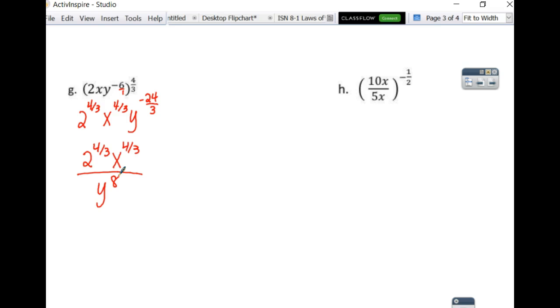So on h, before I start this one, can I simplify what's inside the parentheses? Because it makes it easier, doesn't it? What happens to the x's here? They cancel, and 10 divided by 5 is 2. So I have 2 to the negative 1/2. So the negative means that I have to move it where? To the bottom. So when I do that, I get 2 to the 1/2, and can I just leave it like that? What do I have to add? I have to add a 1.